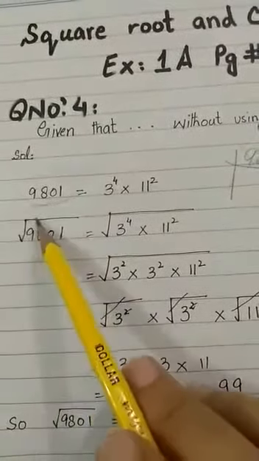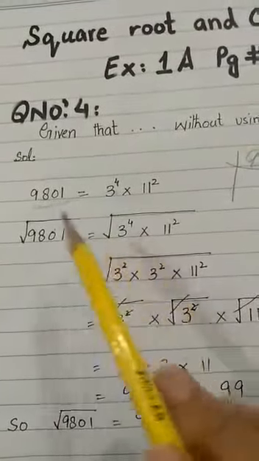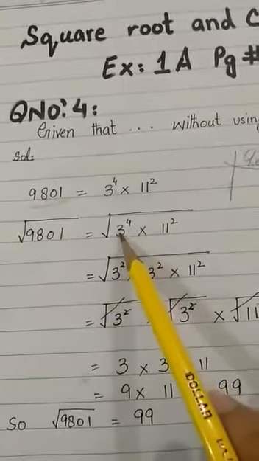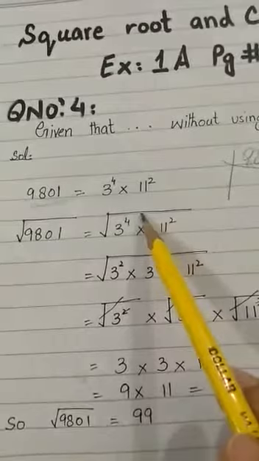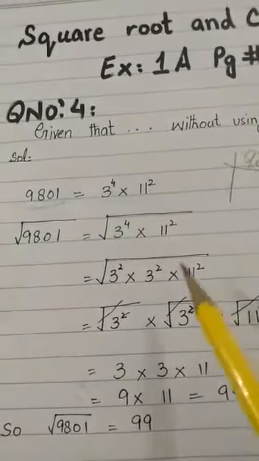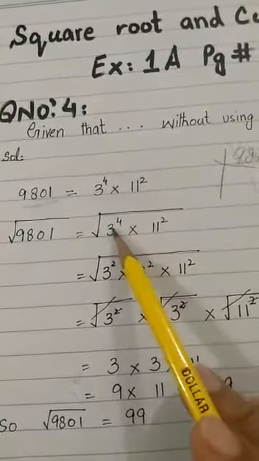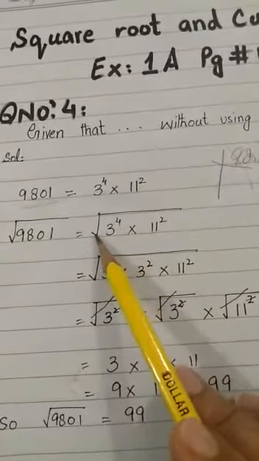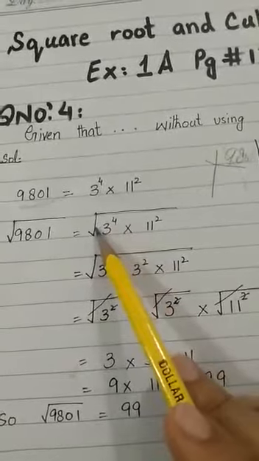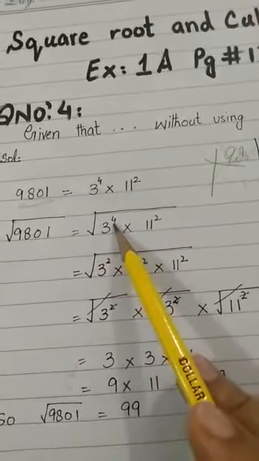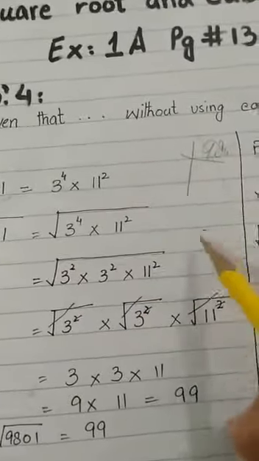Okay, now we'll take square root on both sides of the equality. Because 3 to the power 4 is multiplied by 11 square, by using the property of square, we can separate them. Okay, before separating that, you know that you are finding square root, and there is 3 to the power 4. Because you are finding square root, so that's why we will separate the 4.